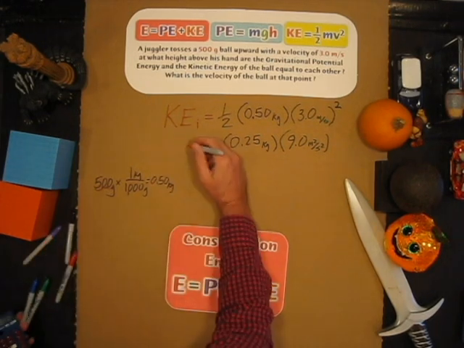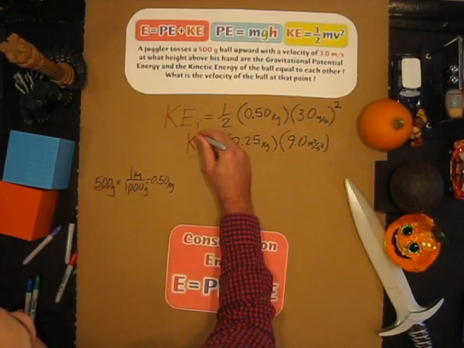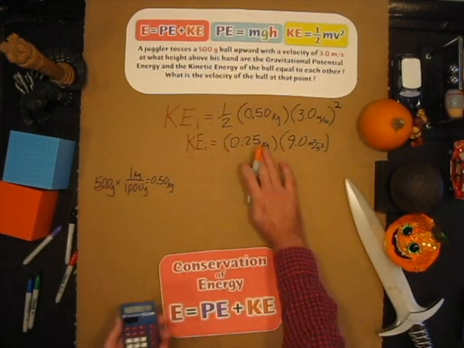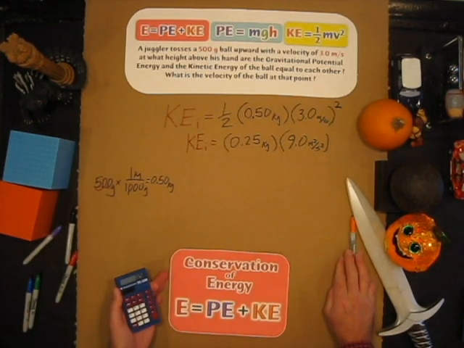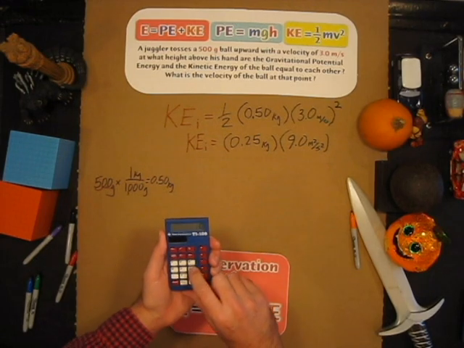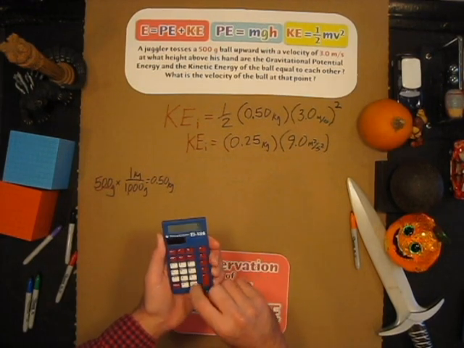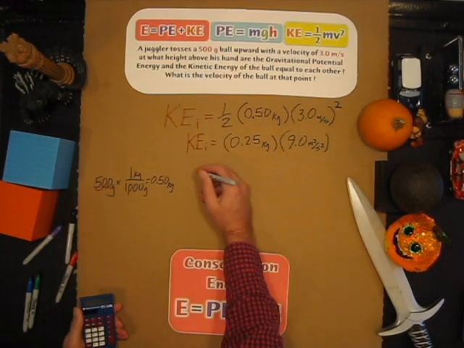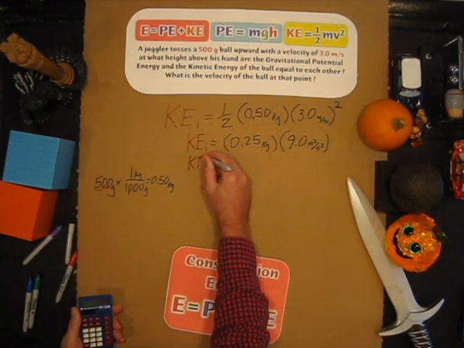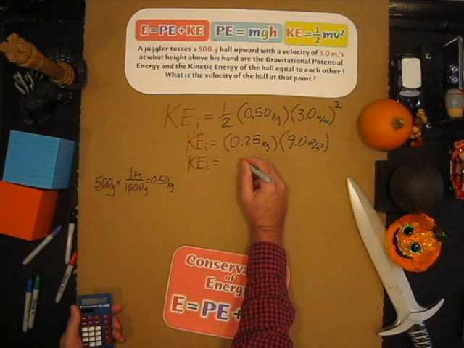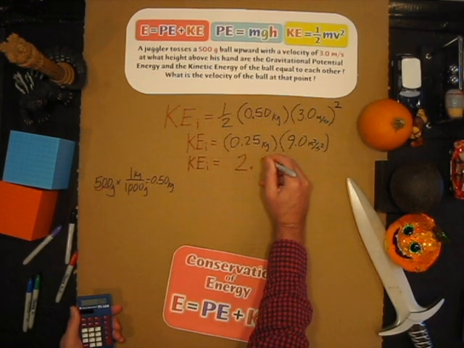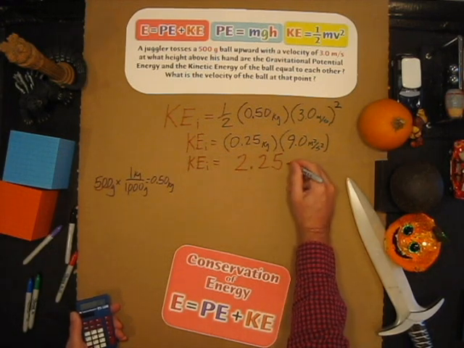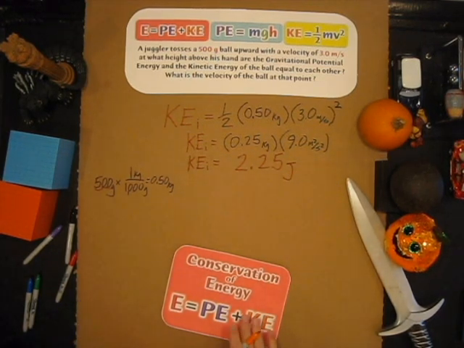So if the kinetic energy initial equals this, well, it's 1/4 of 9, okay? So 9 times 0.25 equals 2.25, okay? So the kinetic energy initial equals 2.25. What are the units? Joules, right?